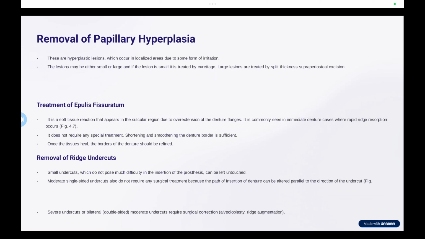Removal of ridge undercuts. Small undercuts which do not pose much difficulty in the insertion of the prosthesis can be left untouched. Moderate single-sided undercuts also do not require any surgical treatment because the path of insertion of the denture can be altered parallel to the direction of the undercut, as it may also help in increasing denture retention. Severe undercuts or bilateral double-sided moderate undercuts require surgical corrections such as alveoloplasty and ridge augmentation.